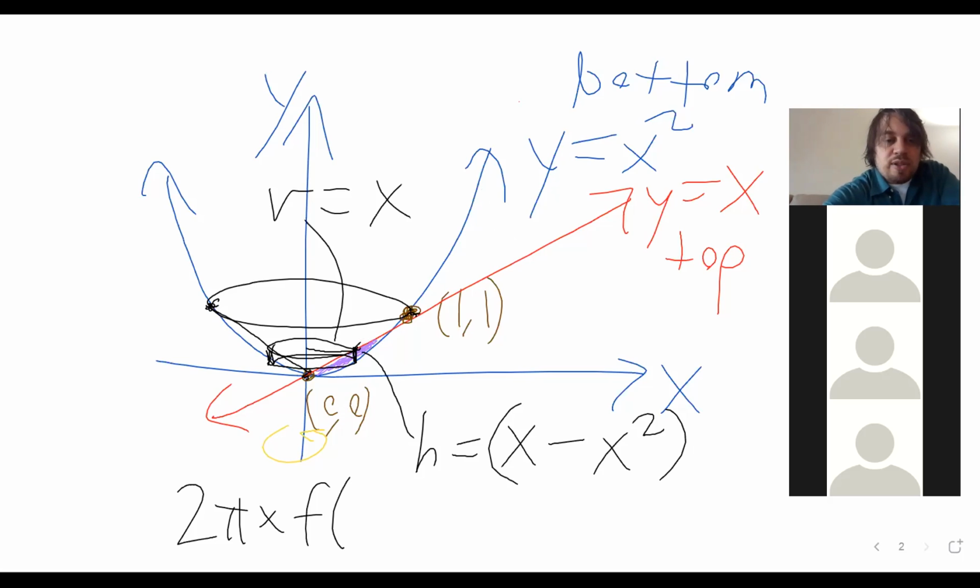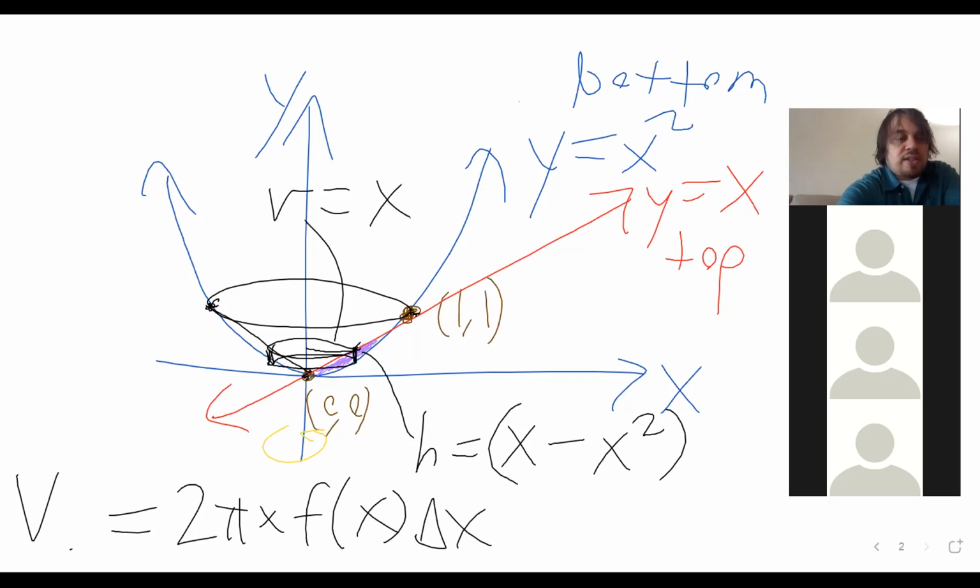Good. Okay, so we have 2 pi x f of x delta x. That's the volume of the cylindrical shell.